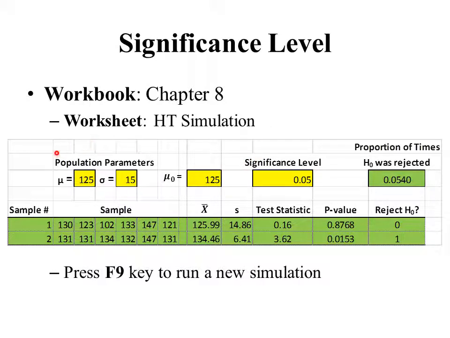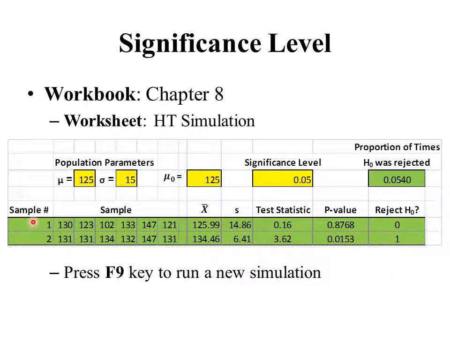This is going to work very similar to the CI simulation that we did in Part A of this lesson. Up here we can enter our population parameters, which are 125 and 15 in this case, and then mu naught, the number in the null hypothesis. In this case that number is 125, and then over here we'll enter our significance level.